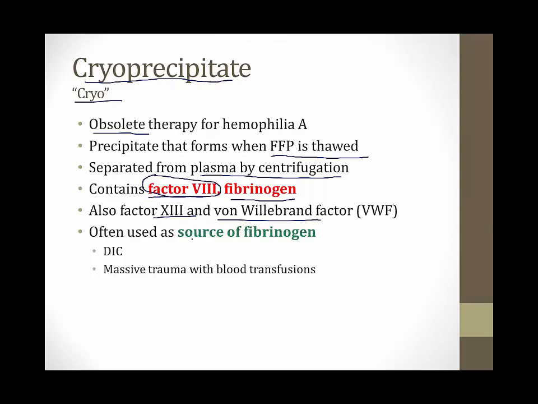Nowadays, it's often used as a source of fibrinogen. So in disorders like disseminated intravascular coagulation or massive trauma with blood transfusions, patients can become low on their fibrinogen level because so much is being consumed by clot formation. So you can administer cryoprecipitate to try and replete their fibrinogen stores.